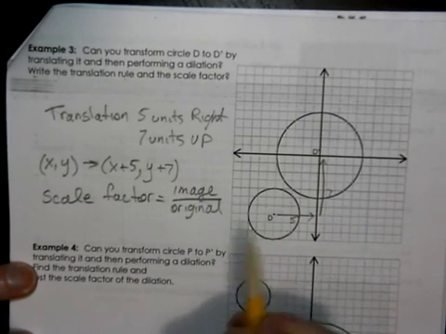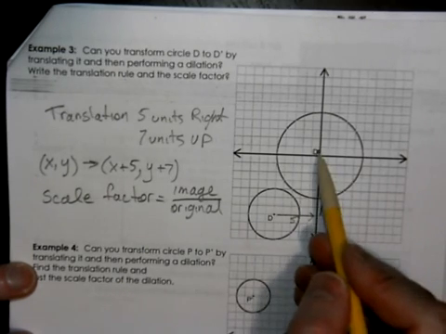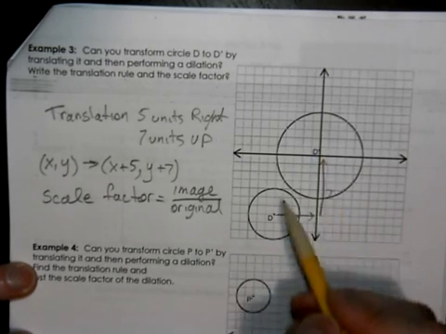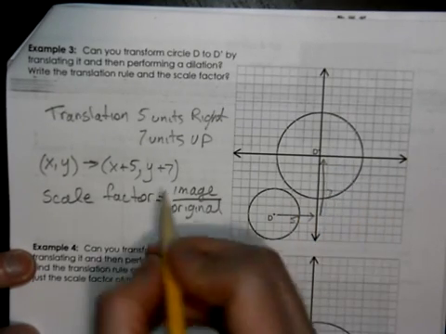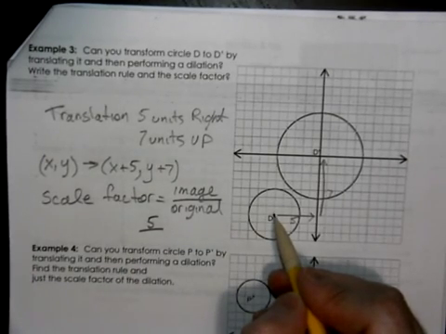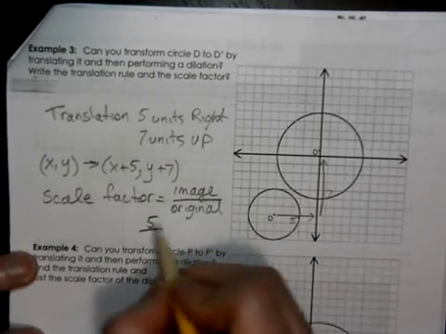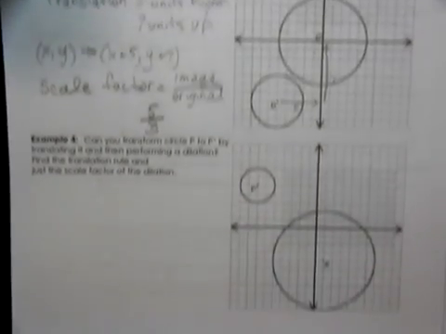Which shape again was considered the image? The D prime is your image, whichever symbol has the prime to it. So we look at that and we see that the radius is 5. And the original, without the prime, has a radius of 3. So the scale factor is 5/3. Let's try that one more time.